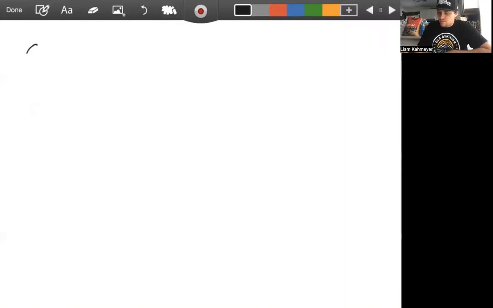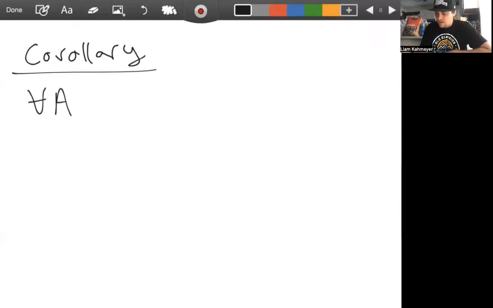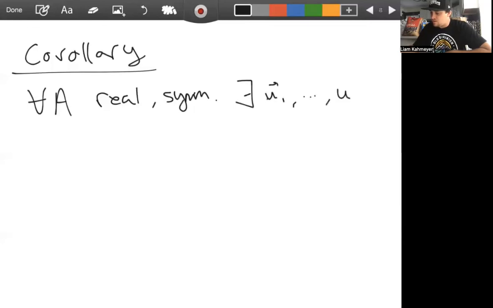A corollary or result of this theorem is for all A that are real and symmetric, there exists a collection of vectors, say u1 through un. Well, I better include u2.